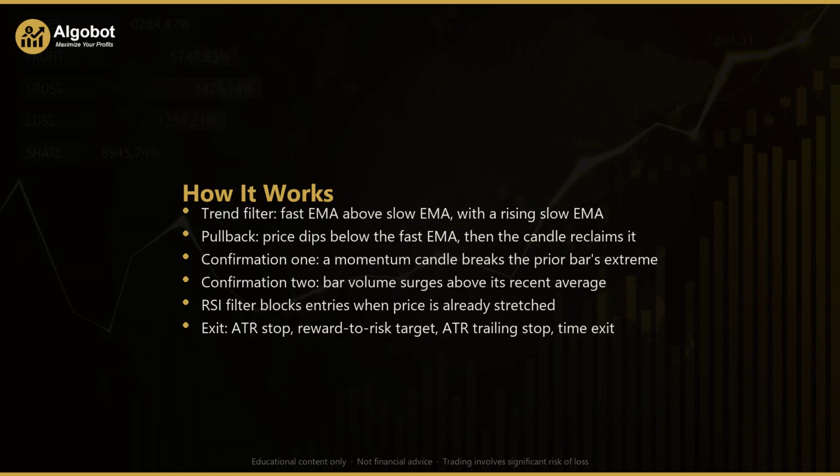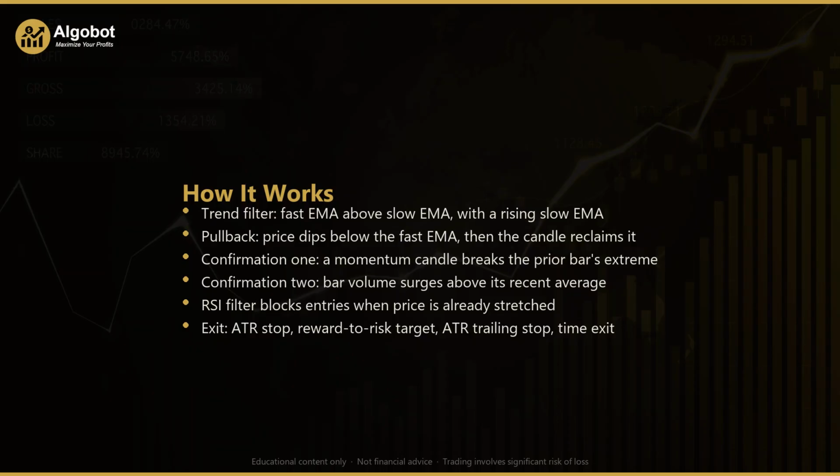The second confirmation is the volume surge. The strategy averages the volume of the bars just before the signal candle, and the signal candle's own volume must exceed that average multiplied by a set factor, which defaults to 1.5. Only when the reclaim, the momentum candle, and the volume surge all line up and the relative strength index is not already overstretched, does a long signal appear. The short side works the same way in reverse.